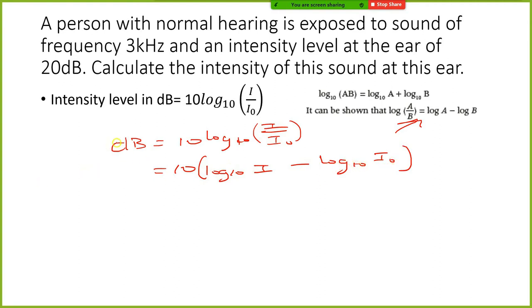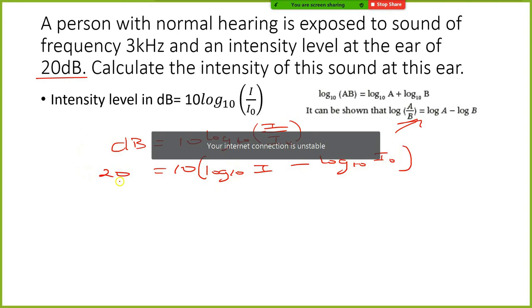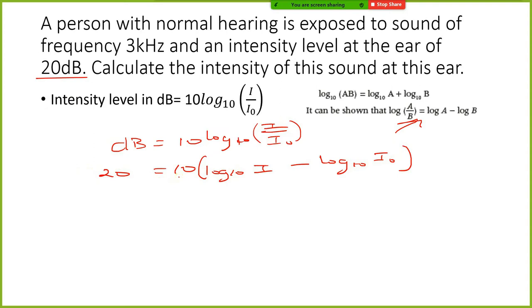And now, we know the decibel value because they gave it to us in the question. That is 20, so I can go ahead and write down 20. Cool? Then what I'm going to do next is divide both sides by 10. The 10 cancels here and here, so I'm left with 2 on this side.